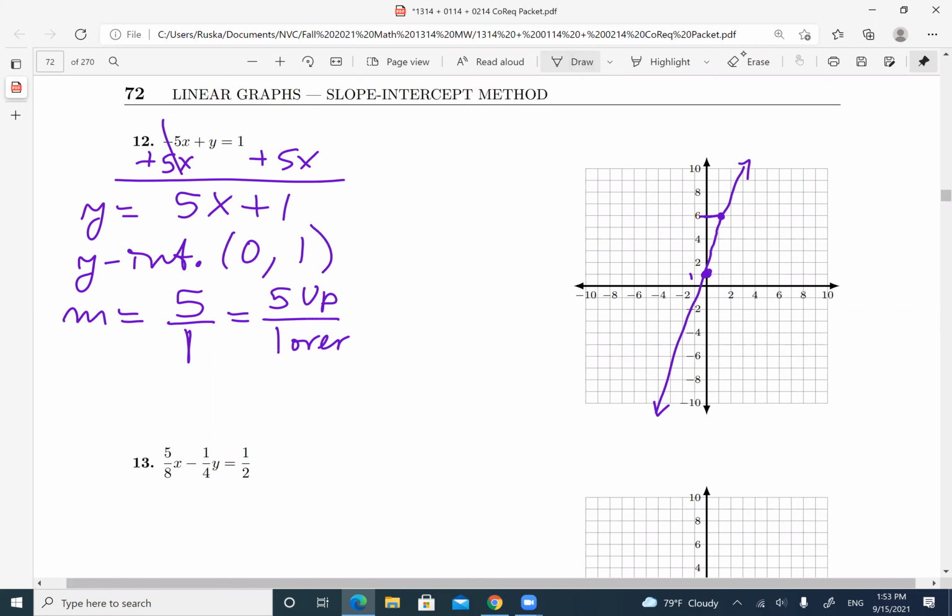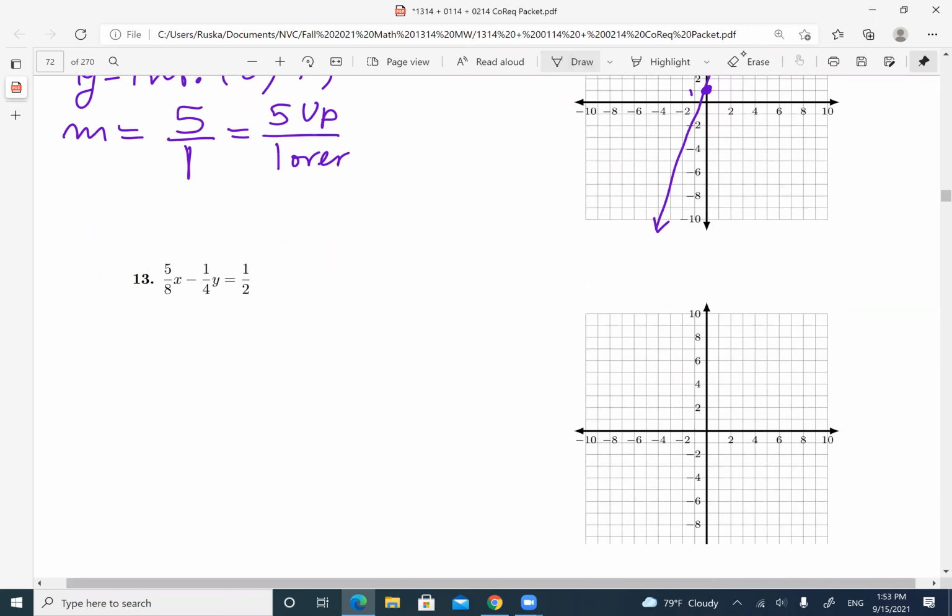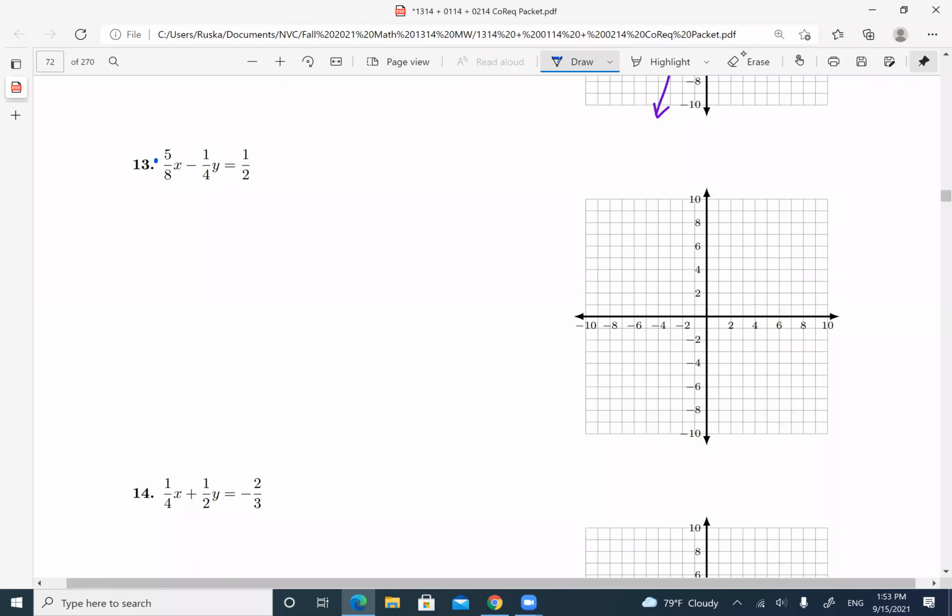Number 13. We can get rid of all the fractions. What is the number you're going to multiply each fraction by? 8. Good job. We have 8, 4, and 2, and the common denominator is going to be 8. So multiply everything by 8. So 8 and 8 cancel. 8 divided by 4 is going to be 2. And 8 divided by 2 is 4.